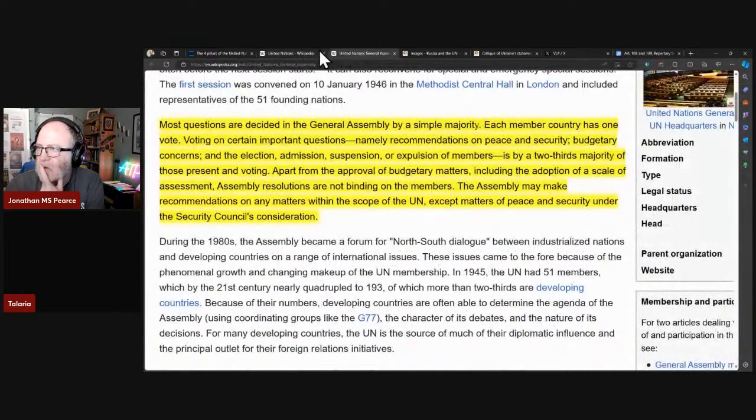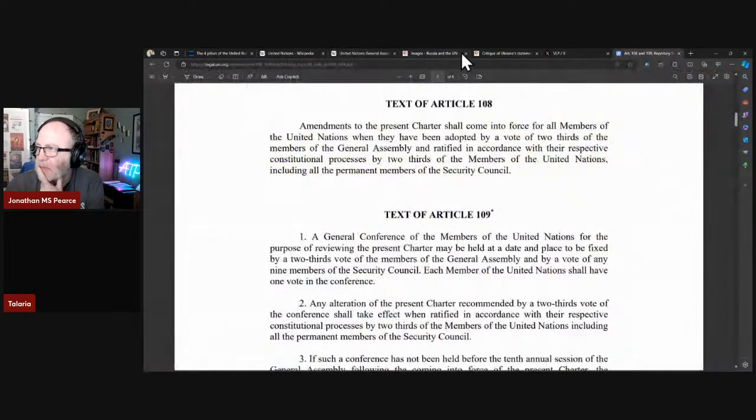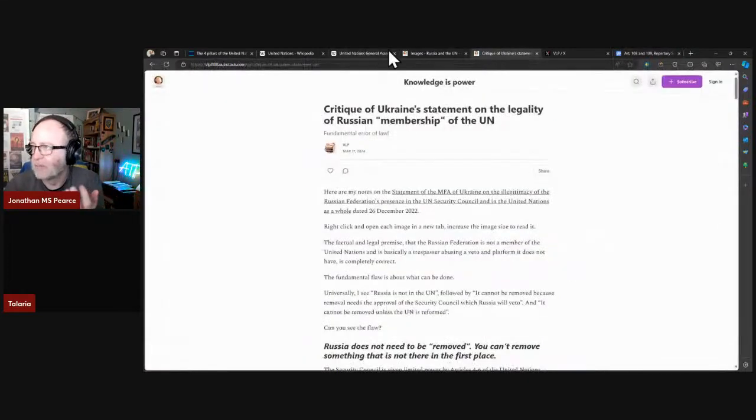Article 108. Yeah, go back to that. Yeah, 108 there. So it says amendments to the present Charter shall come into force for all members of the United Nations when they have been adopted by a vote of two-thirds of the members of the General Assembly and ratified in accordance with their respective constitutional processes by two-thirds of the members of the United Nations, including all permanent members of the Security Council. And of course, that hasn't happened, as you say.